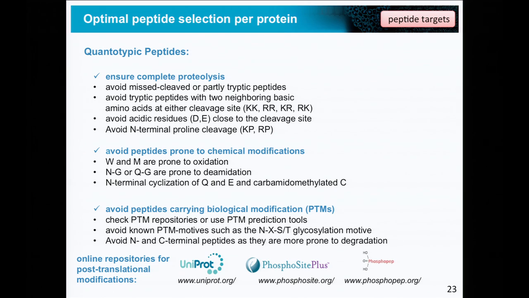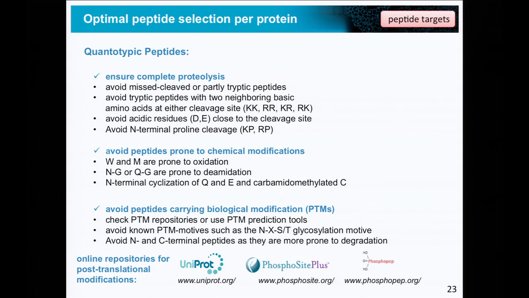The only thing that you can do is you can, for example, check online repositories for PTMs, or you can try to avoid known PTM motifs, such as the NXS/T motif of glycosylation. And you can also try to avoid very N and C terminal peptides of your proteins, as they are known to be degraded or known to be chopped off by proteases.